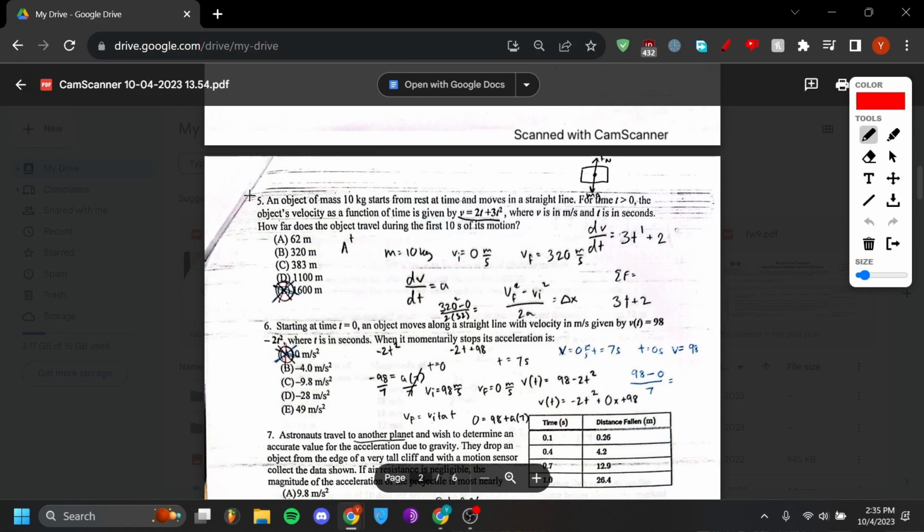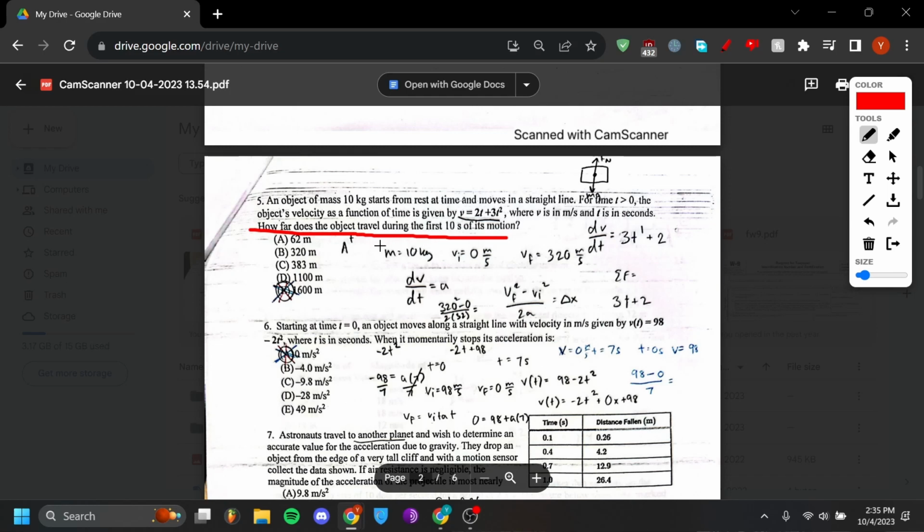All right. So number 5, an object of mass 10 kilograms starts from rest at time and moves in a straight line for time t greater than 0. The object's velocity as a function of time is given by this, where v is in meters per second, t is in seconds. How far does the object travel during the first 10 seconds of its motion? How far does the object travel?